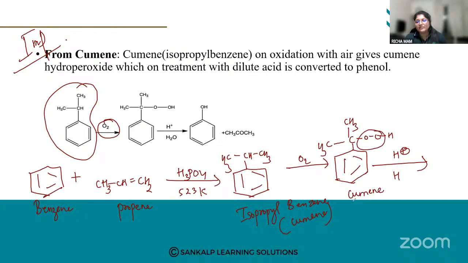Hydroperoxide, why? When you have an O-O linkage, it is called the hydroperoxide linkage. So cumene hydroperoxide. Further, I am going to treat it with HCl in the presence of water, and I am going to get phenol plus the major product, acetone. Very, very important, both these products have to be written. I'm going to get phenol and acetone.